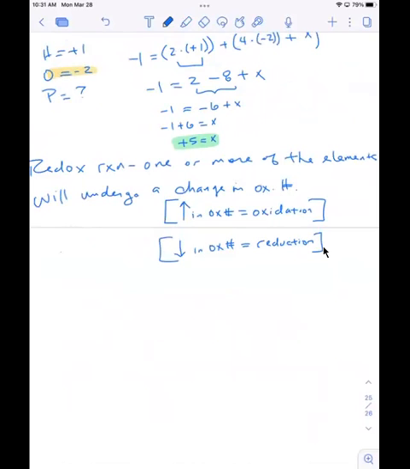Now we have some different meanings for oxidation and reduction. We said loss of electrons, gain of electrons. Now we can say increase in oxidation number or decrease in oxidation number. All right. Questions? Any questions?